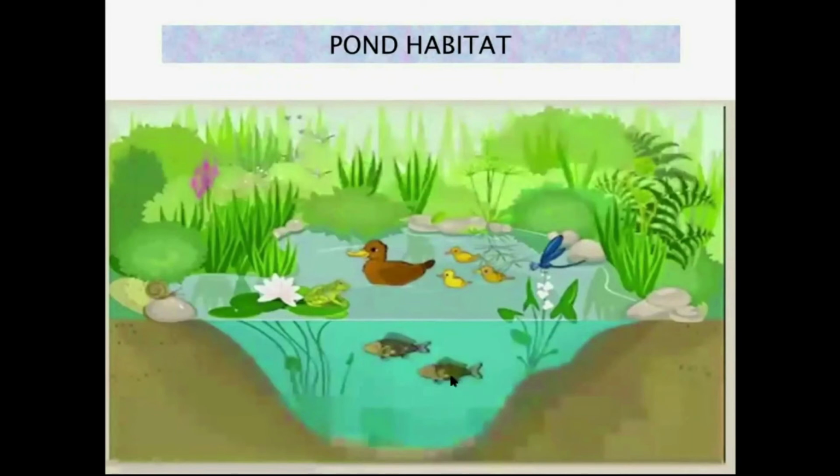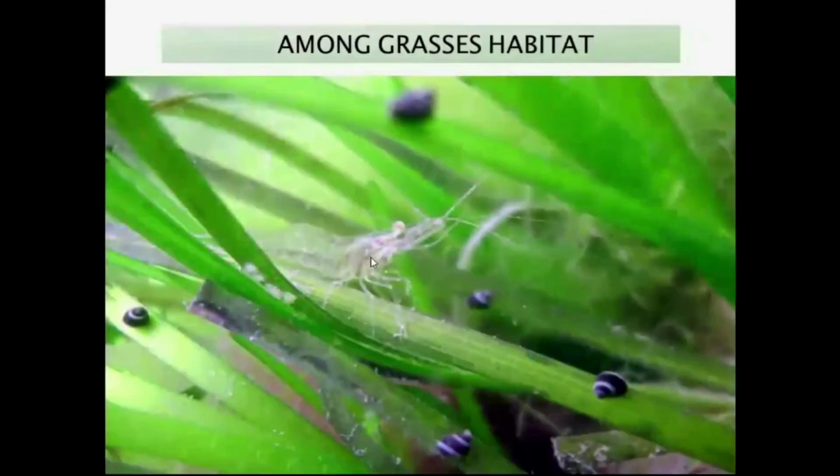All of these animals and plants are living near the water. Some are floating on the water and some are under the water. So this is their what? Habitat. Our next habitat is among grasses. There are some animals, you can see over here there's an insect which is nearly invisible. This is the habitat for such types of small insects. These small insects like to live within grasses. So this is their habitat.